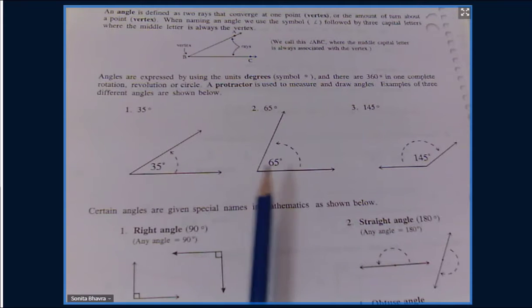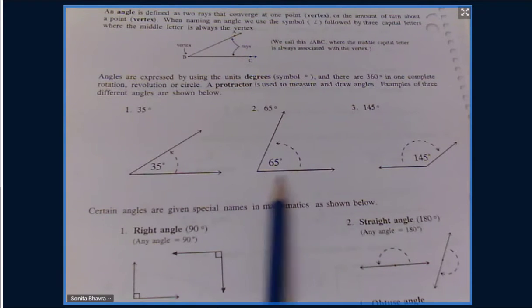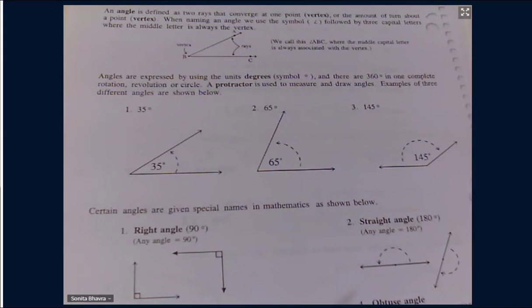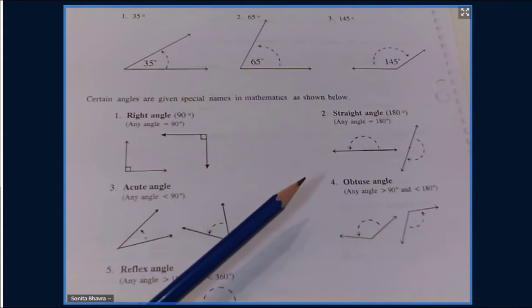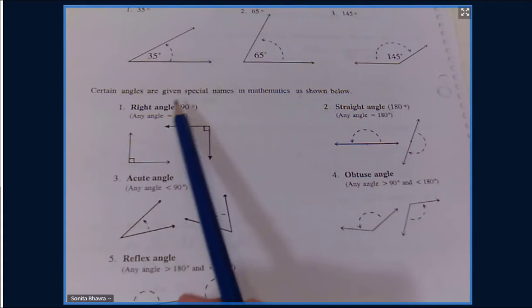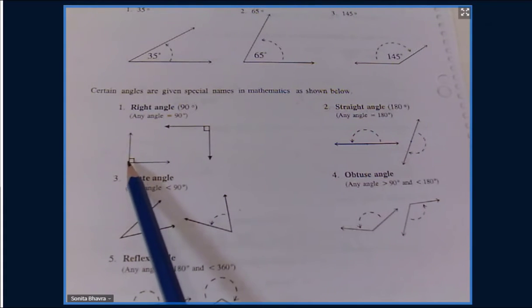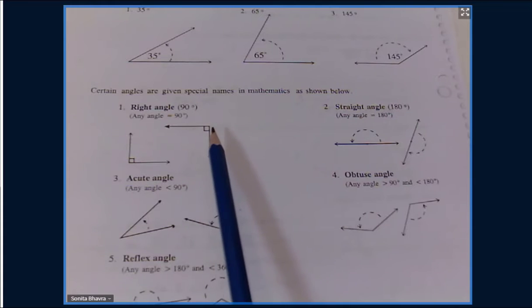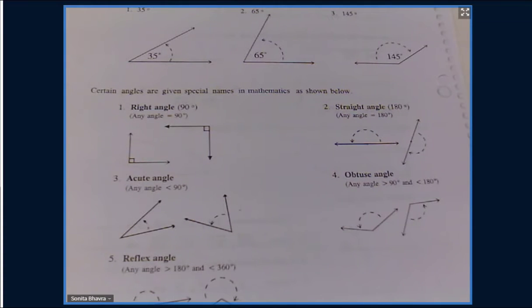We have the 35 degrees, this is 65 degrees, and this one is 145 degrees. Some angles are given special names in math. So anytime you have a 90-degree angle shown by this little square, that always represents 90 degrees. Okay, so a very important angle here is the 90 degree or the right angle.